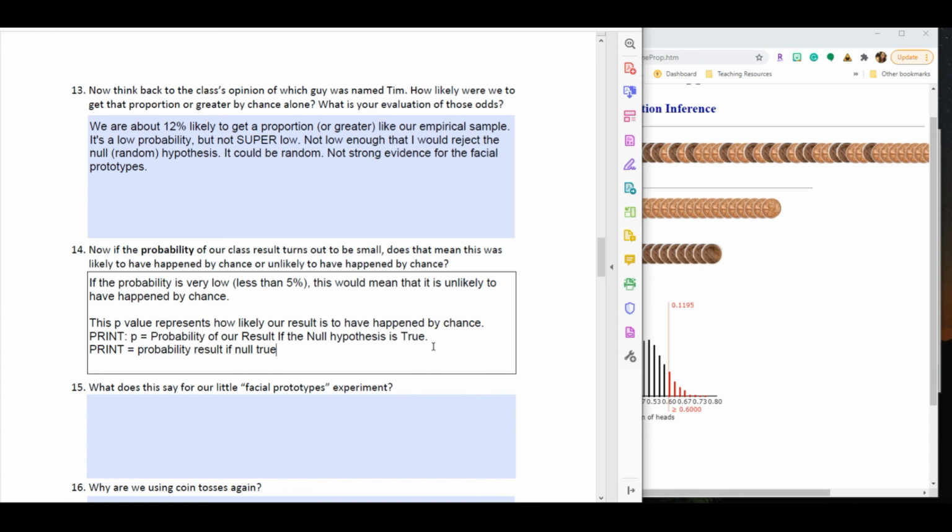The P represents if the null is true. So if that p-value, that probability, is very, very low, that means the probability that the null is true is very small. It's probably not the null. It's probably reject it, the alternative.